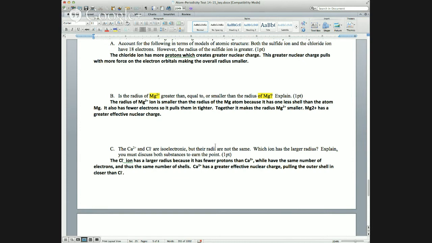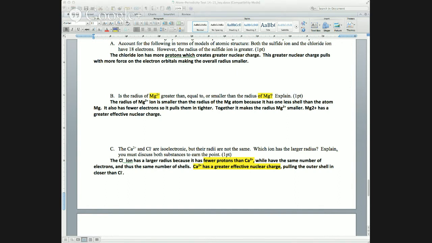But yeah, effective nuclear charge. Let me just highlight that. Calcium 2+ has more effective nuclear charge because it has, well, you talked right here, calcium has more protons, or chloride has fewer protons. That's what that one's all about. Okay.